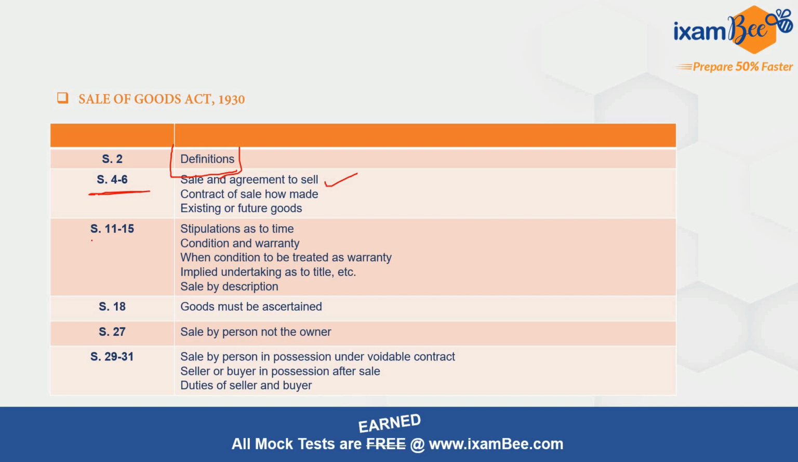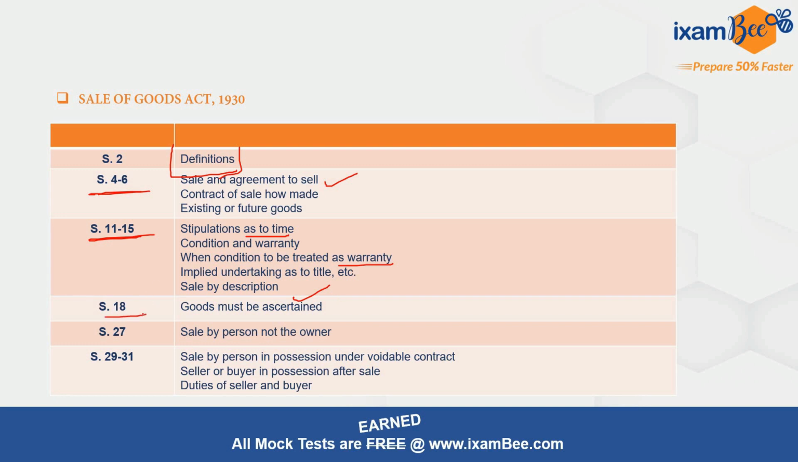Fir hamara section 11 to 15 hai which is basically talking about stipulations as to time, condition and warranty kya hai with respect to sale and purchase of goods, when the condition they are to be treated as a warranty, what is sale by description ya fir implied undertaking as to the title etc. So ye sare aspects cover hai, inse related important provisions jo hai section 11 to 15 mein hai, so this is also important from the exam point of view.